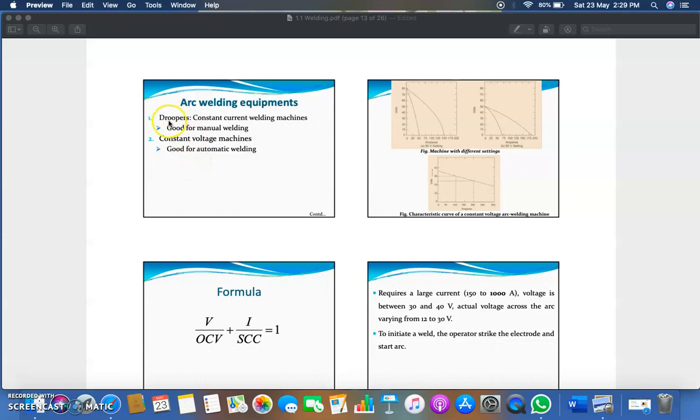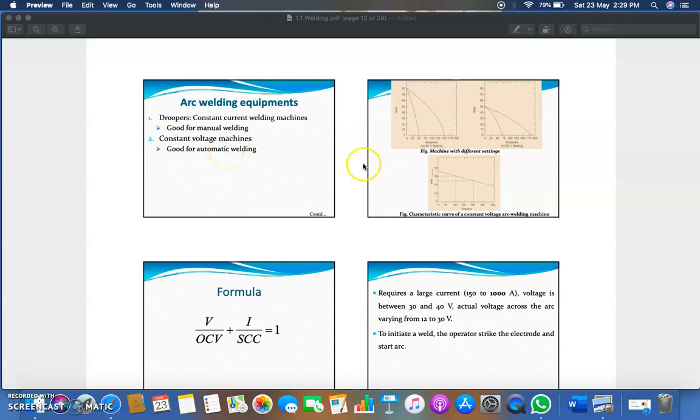These arc welding equipment have drooper characteristics. Constant current welding machines are good for manual welding. Means if you are going to do manual welding with the help of the arc welding process, then you can use constant current welding machines. While constant voltage machines should be used for automatic welding. Means if you are going to consider automatic welding with the help of the arc welding process, then you have to follow the constant voltage machines.